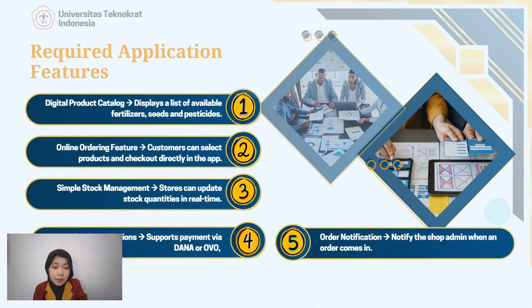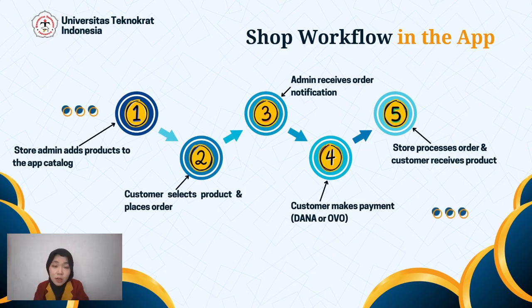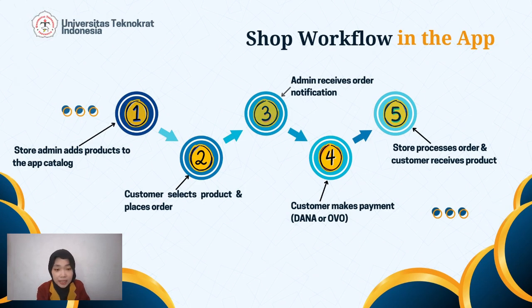Alright, next. Shop workflow in the app. First, the store admin adds products to the app catalog, and second, the customer selects products and places an order. Third, the admin receives an order notification, and then the customer makes payment with Dana or OVO. And the last point is that the store processes the order and the customer receives the product.